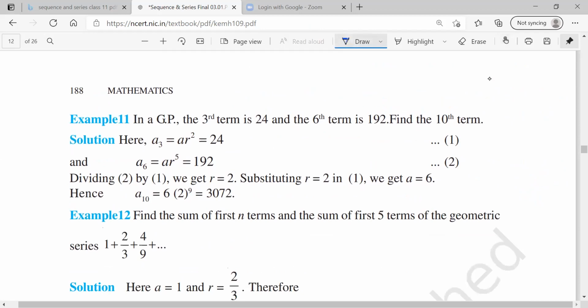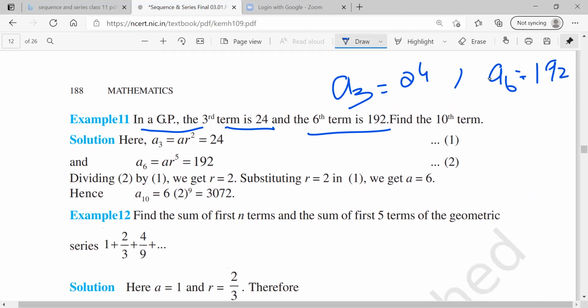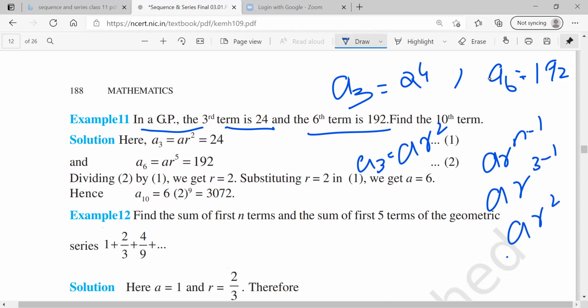Let's take this question. In a GP, the third term is 24, sixth term is 192. The third term is 24, that is A3 is 24, and the sixth term, A6, is 192 respectively. Third term, what is the formula? AR square. A3 is AR square. How do we get it? AR power n minus 1. That is the formula. So AR power 3 minus 1, that is 2. AR square, we get it. AR square value is 24. Correct. And sixth term value is 192.